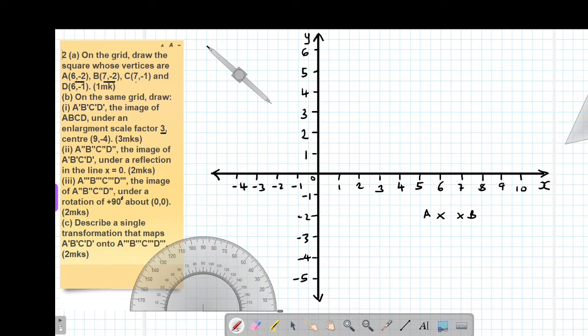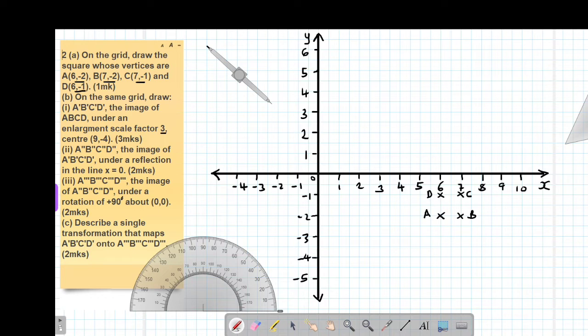Point C, we have 7, -1. So this is 7, -1 is here. So this is the point C. Then point D, I have 6, -1. So this is +6. Then of course, -1. So this is the point D.